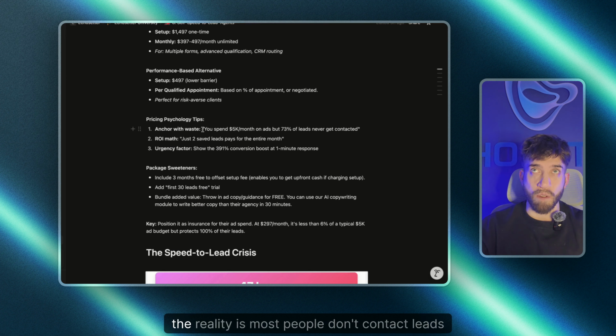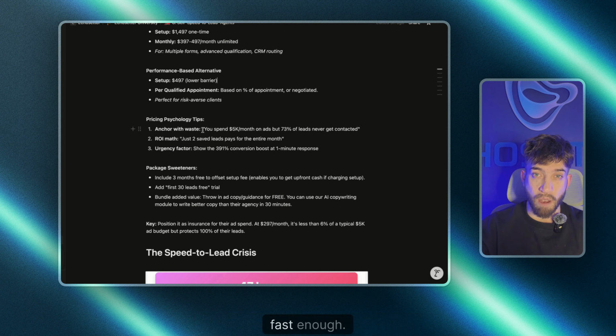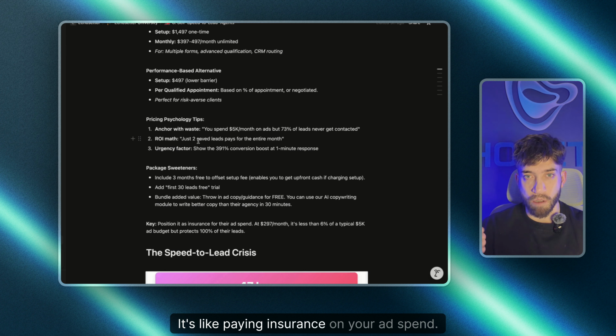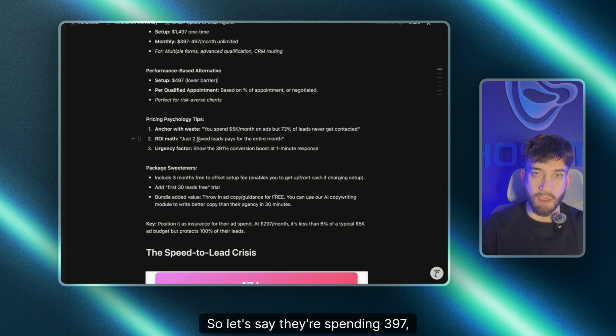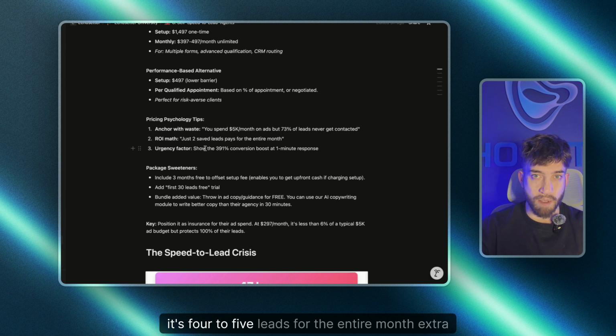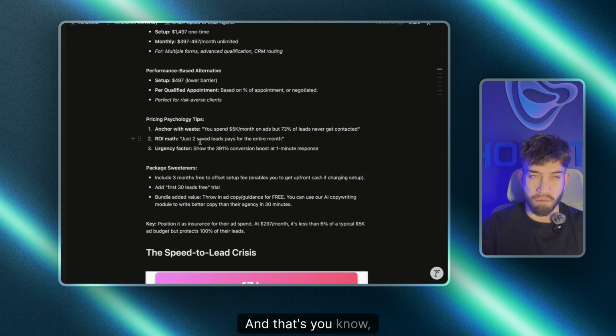The reality is most people don't contact leads fast enough, so it's like paying insurance on your ad spend. Let's say they're spending $397, $497 a month. Even if the average lead cost is like $100, it's 4 to 5 extra leads secured for the entire month, just to pay for the cost. And running that 24/7 with your forever follow-up is definitely a guarantee.